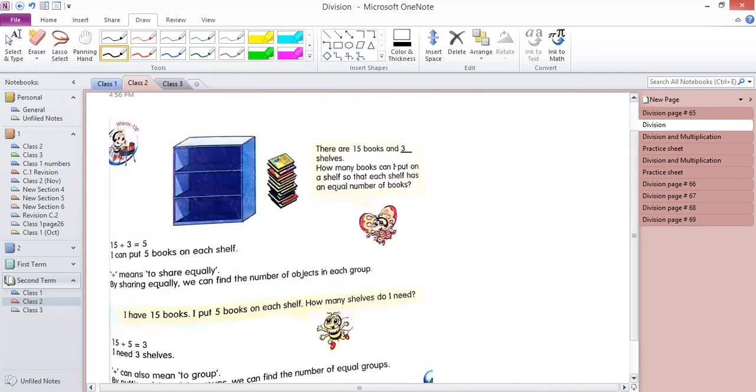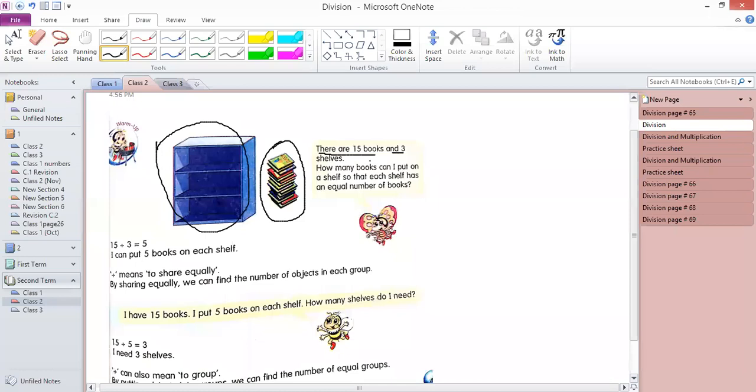Okay, let's have one more example, guys. Look at the screen. This is not in your book. This is out of the book. There is an example which we will look at now. So the example is, there are 15 books and 3 shelves. So these are the books and these are the shelves.